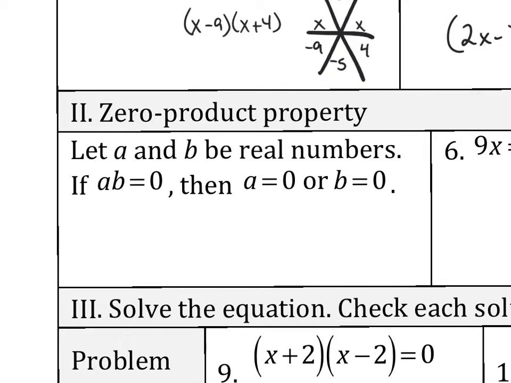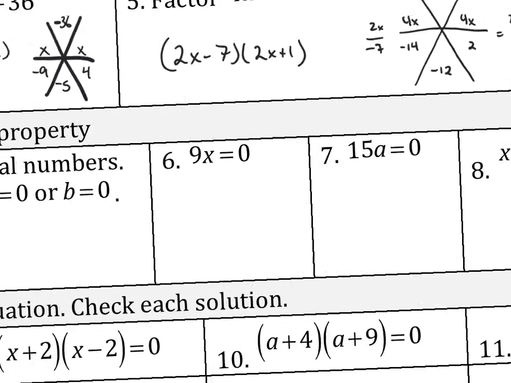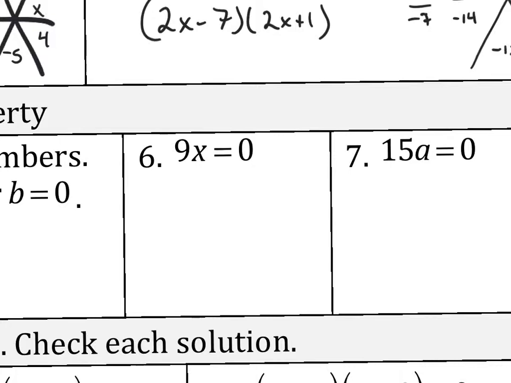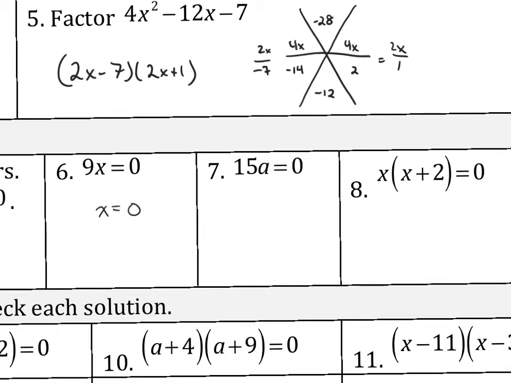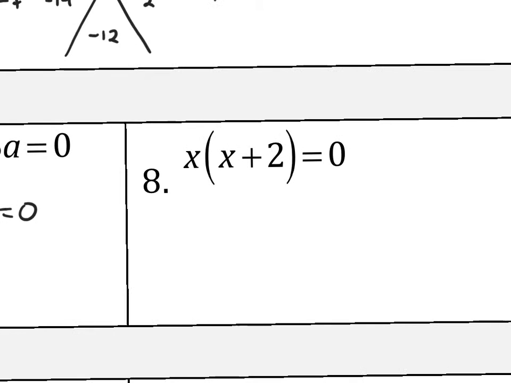Maybe two. Well, without even thinking too hard right here, 9 times x is 0, which means x has to be 0 by the zero product property. Same thing is true for number 7. A has to be 0. Well, what about this here? So it's true that x can be 0. It doesn't have to be, but x might be 0.